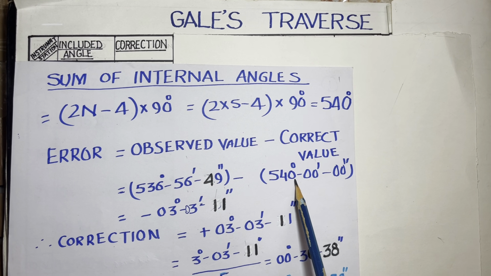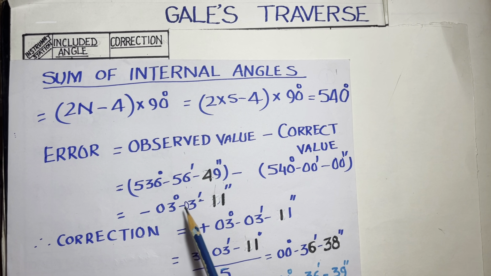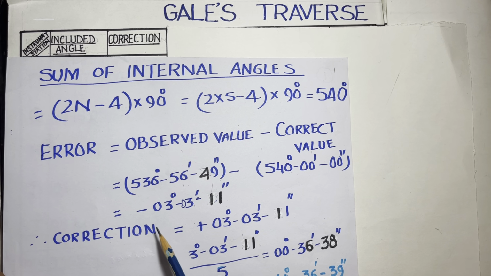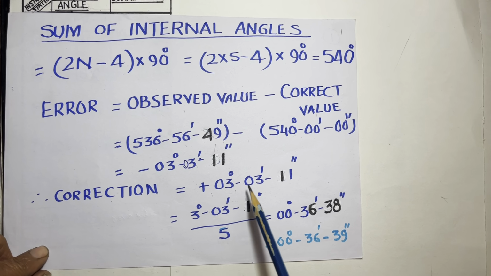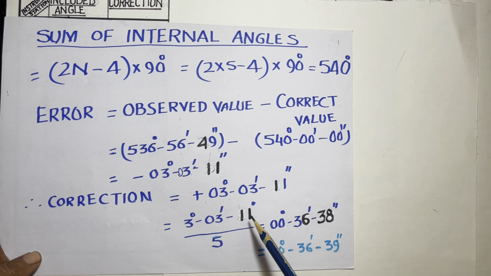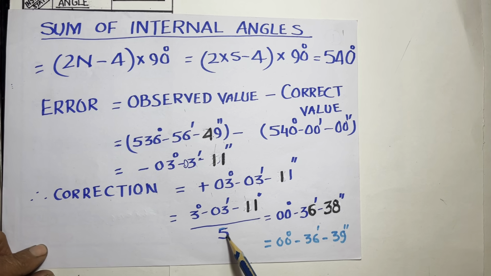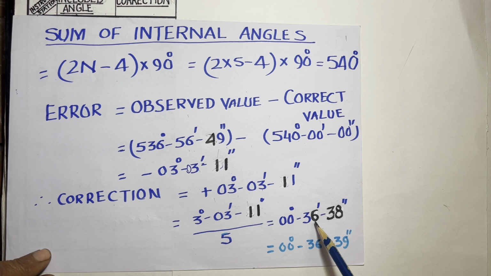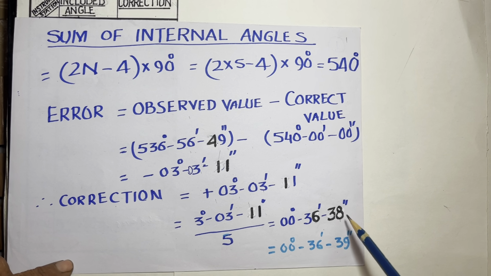According to this, the error will be 3 degrees, 3 minutes and 11 seconds. So we have to apply a correction of plus 3 degrees, 3 minutes and 11 seconds. But in our case, we have 5 angles, so this total correction is divided by 5. This comes to be 36 minutes and 38 seconds, but there is a remainder of 1 second.